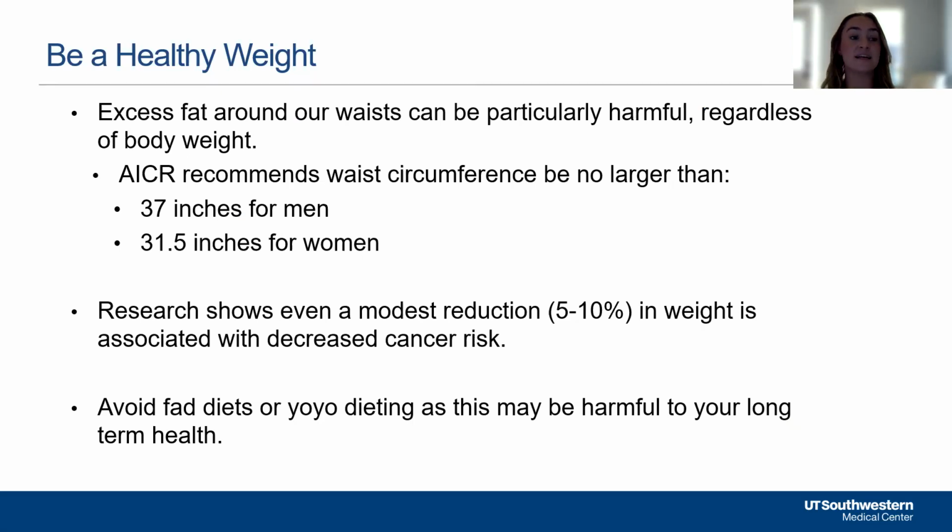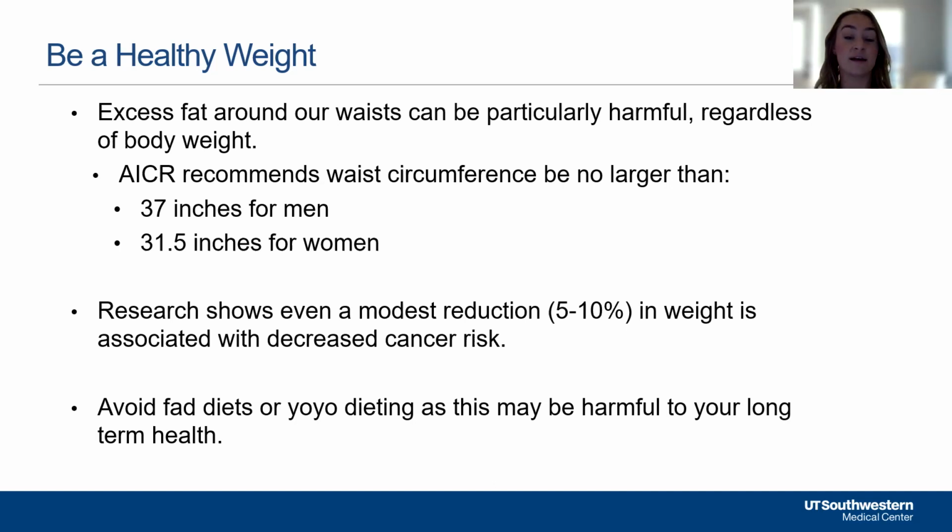We know that excess fat around our waistlines can be particularly harmful regardless of total body weight. The reason for that is that excess fat around the waistline acts like a hormone pump, secreting excessive amounts of estrogen into the bloodstream. And we know that high amounts of estrogen can be a cause of certain cancers, such as pancreatic cancer, colon cancer, and breast cancer, among others. So the AICR recommends waist circumference of no more than 37 inches for men and 31.5 inches for women.